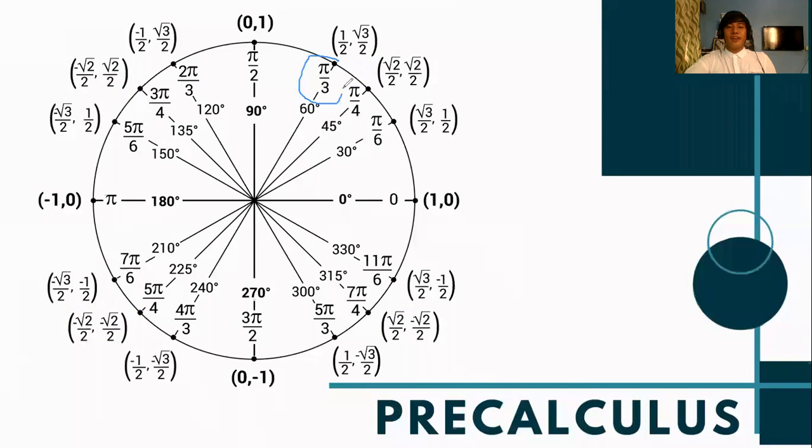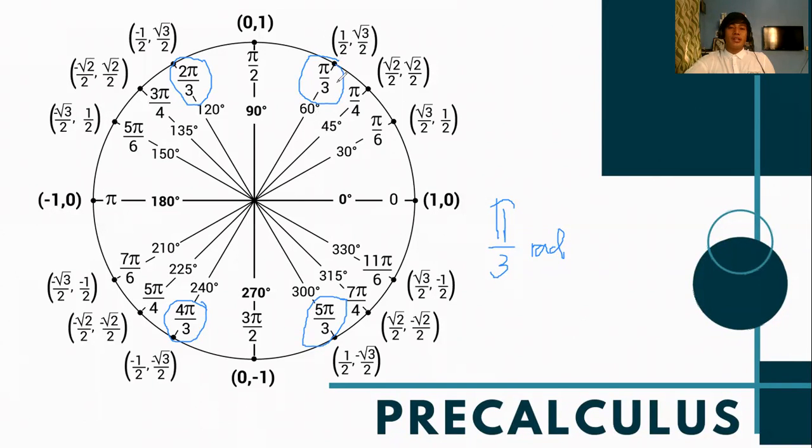Notice that we also have families of pi over 3 radians. Got this one? We have 2 pi over 3, 4 pi over 3, and then 5 pi over 3. All of them have coordinates 1/2 for the cosine value and the square root of 3 over 2. But their signs change as we change the location of the terminal side of the angle.